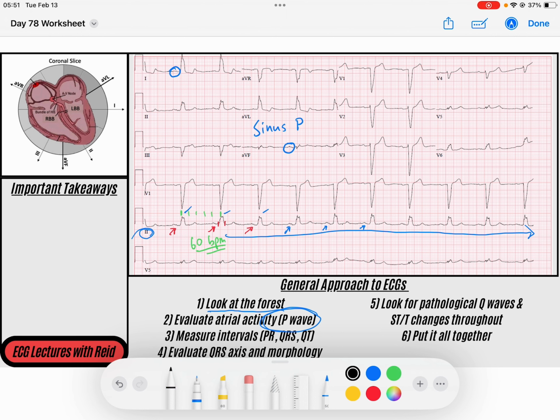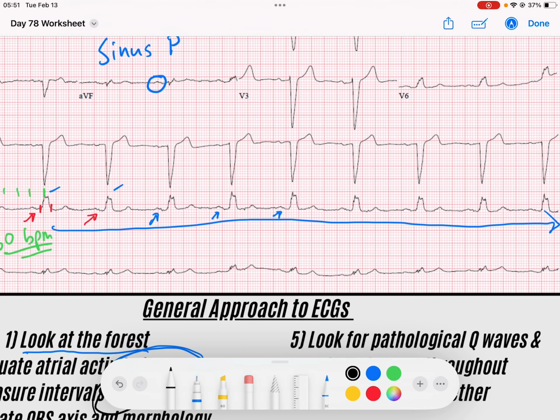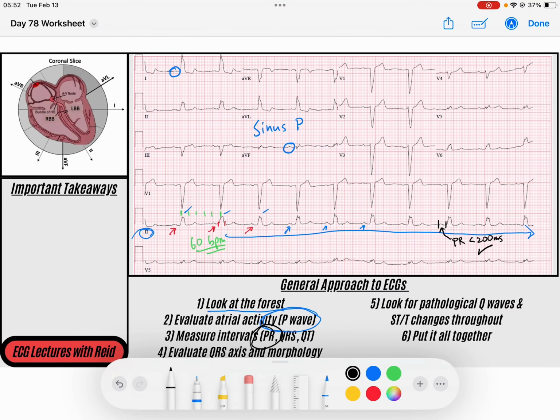Let's see if the AV node is working well, so we're going to look at our PR interval for that. I like to find a lead that's got a nice spiky P wave. So maybe we'll just use this lead. We've got what appears to be a QRS that starts there, and a P wave. It looks like my PR interval is on the upper limit of normal, but I would say my PR interval is within 200 milliseconds, which is 5 little boxes, and so I'm okay with that.